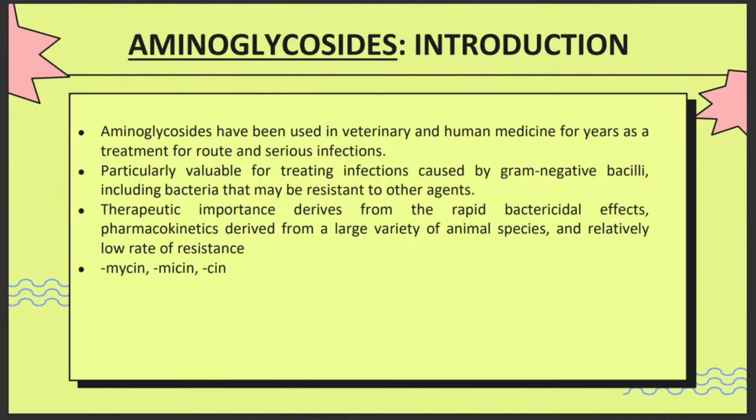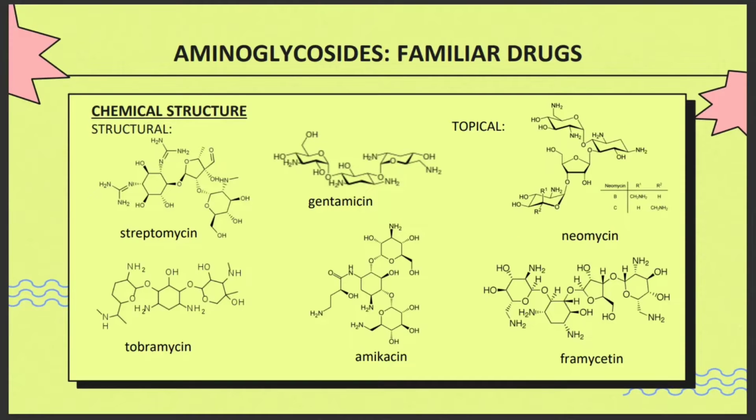Aminoglycosides are almost always used with another antibiotic, generally to broaden the spectrum of coverage or act as an adjunct for therapy, and they are only administered parenterally, meaning via IV. Aminoglycosides are characterized by a core structure of amino sugars connected via glycosidic linkages to a dibasic aminocyclitol. These are examples of aminoglycosides and their chemical structures.